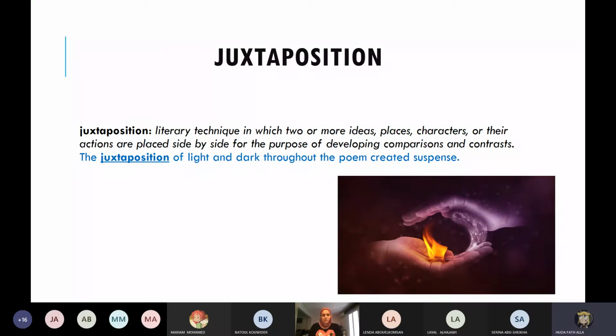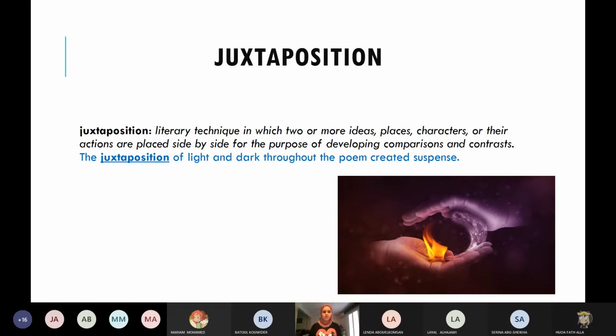Okay, then literary techniques in which you use them side by side to show each other. So when you bring fire and snow together, they are opposite, to show each other, because we discussed it before that opposite things emphasize each other.